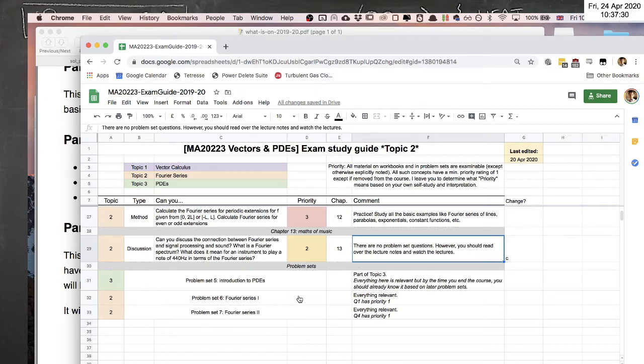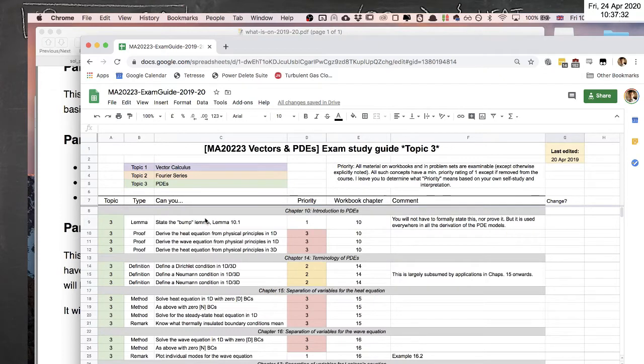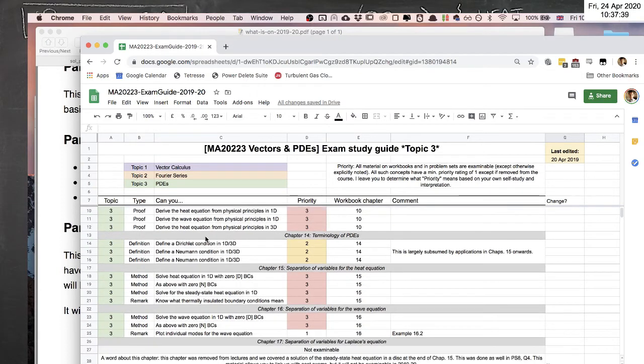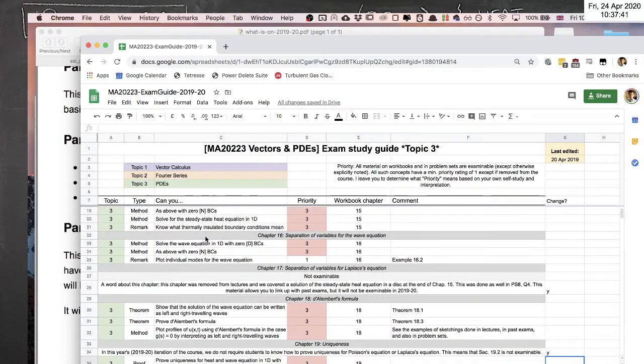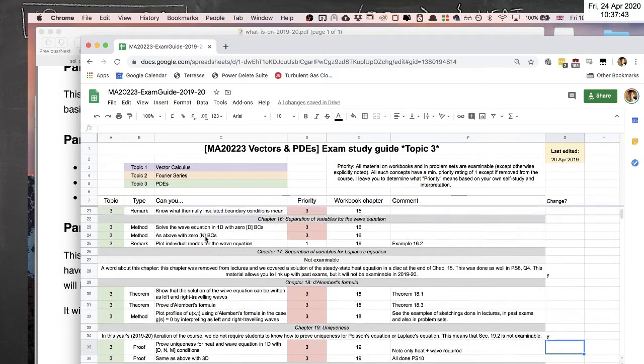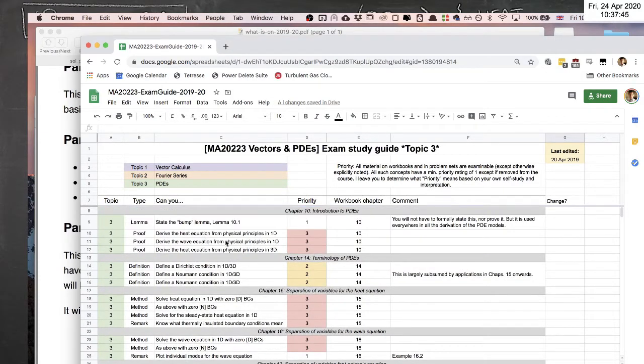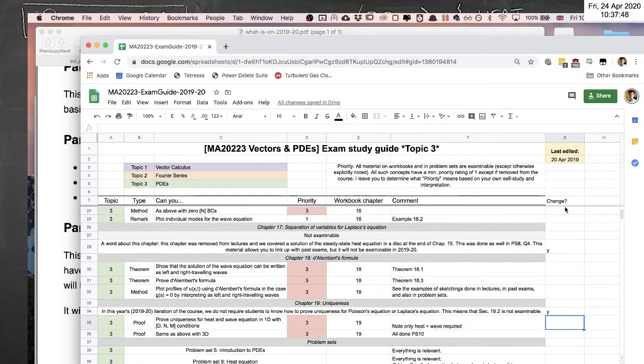Okay. Finally, for topic number 3, this was about PDEs, so doing separation of variables in Fourier series for the heat equation, for the wave equation, and then finally doing uniqueness, which is the very last topic of the course. So we covered it second to last. The main changes here is an elimination of certain topics.